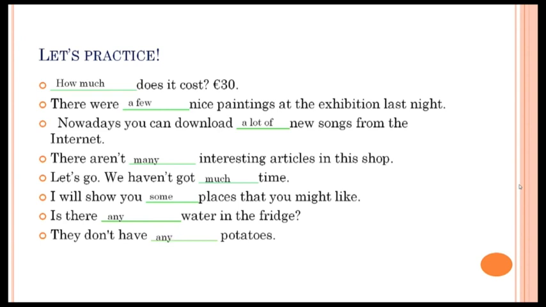Let's read the sentences together. How much does it cost? 30 euro. There were a few nice paintings at the exhibition last night. Nowadays, you can download a lot of new songs from the internet. There aren't many interesting articles in this shop. Let's go. We haven't got much time.